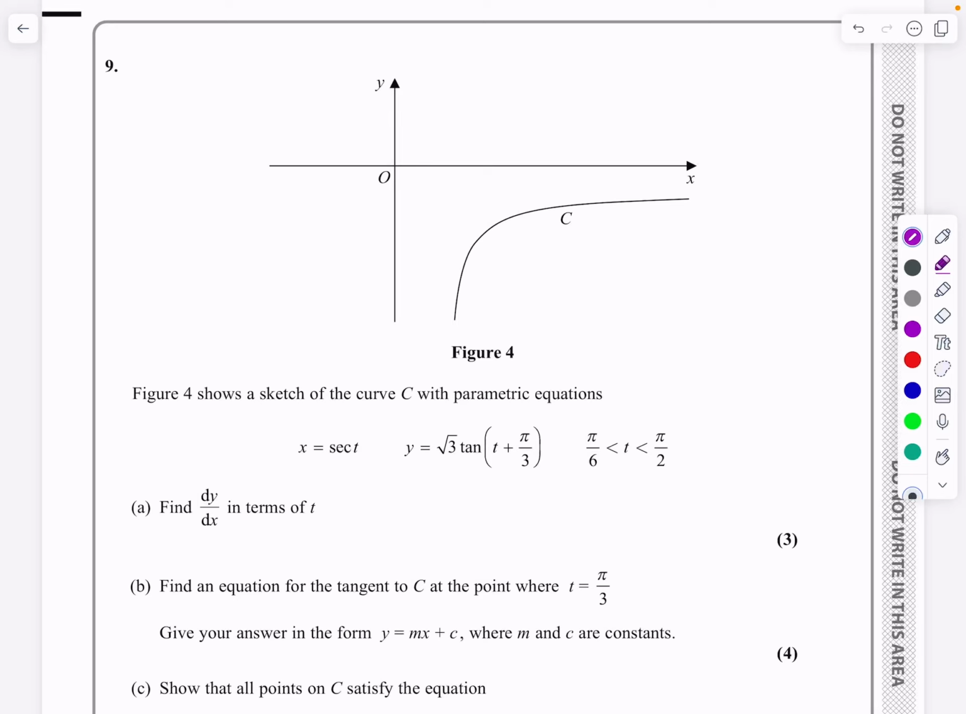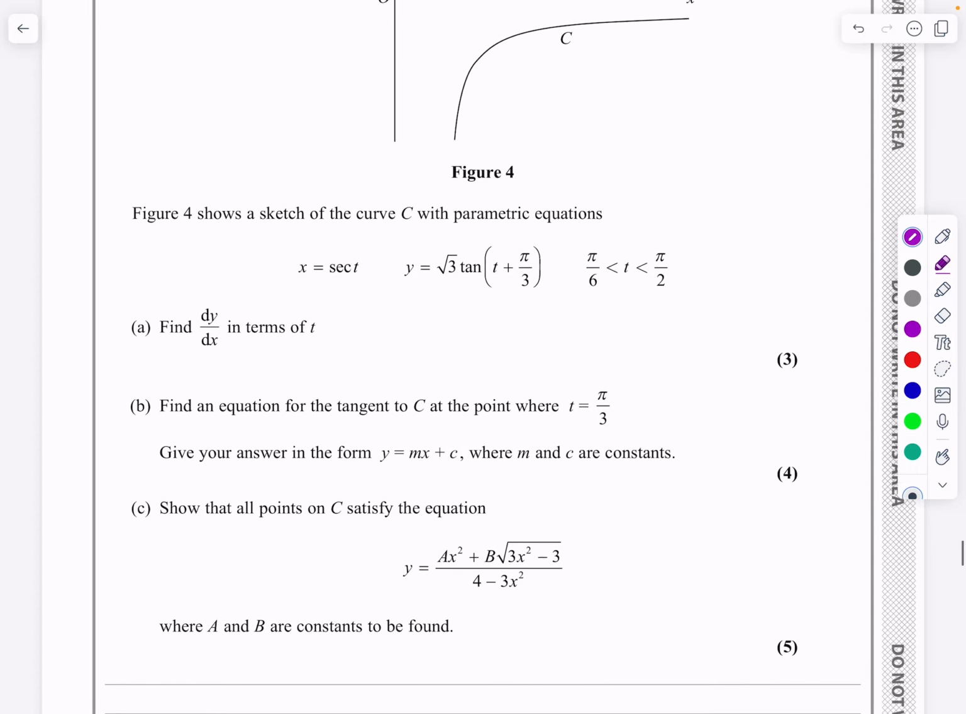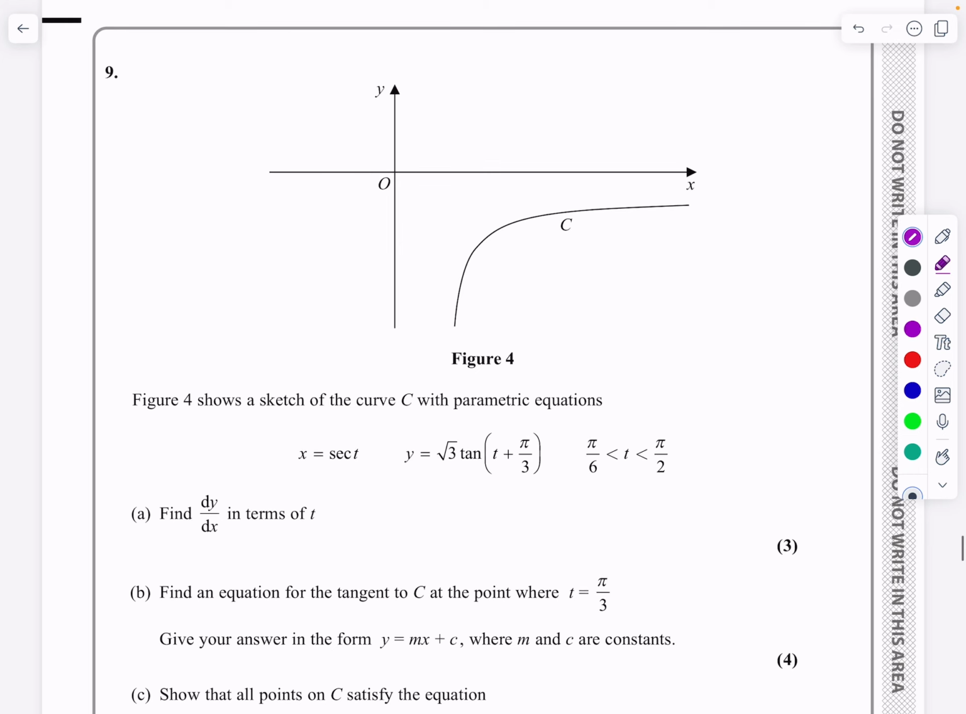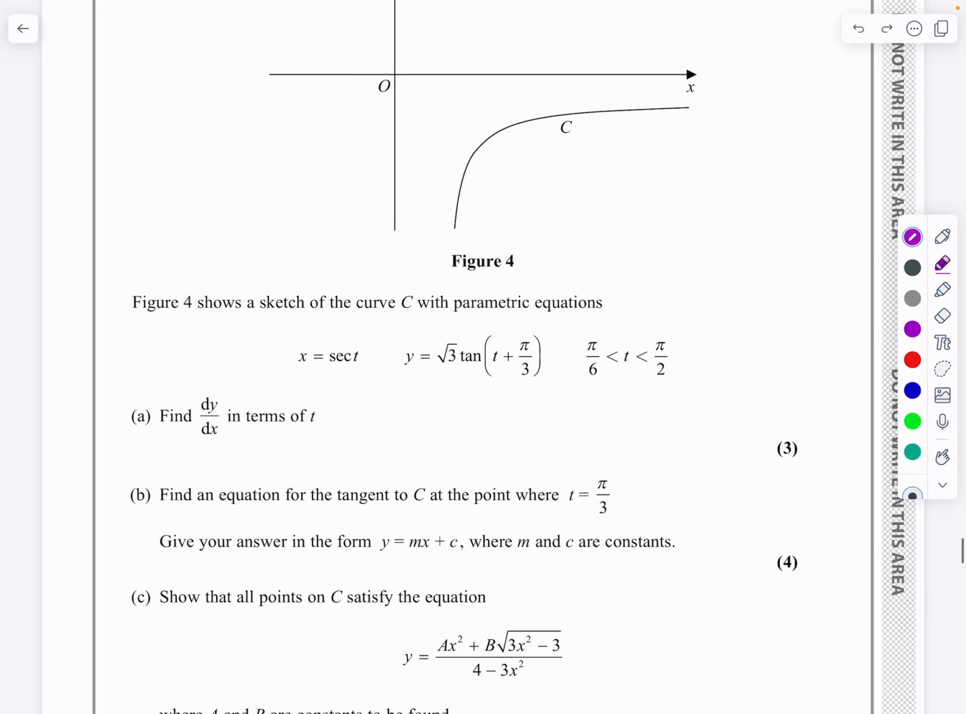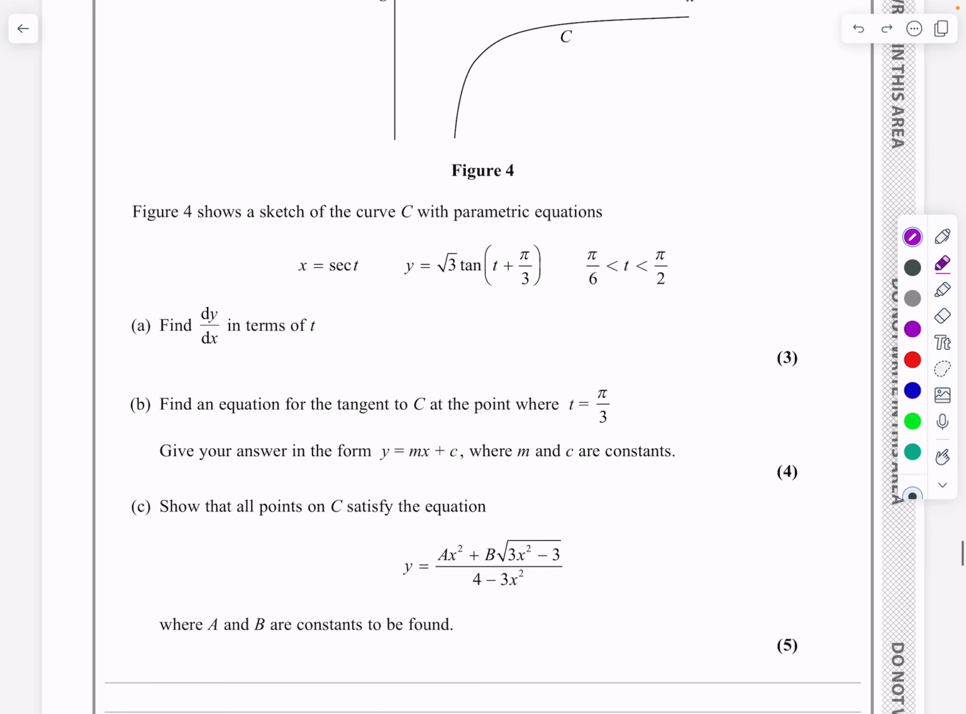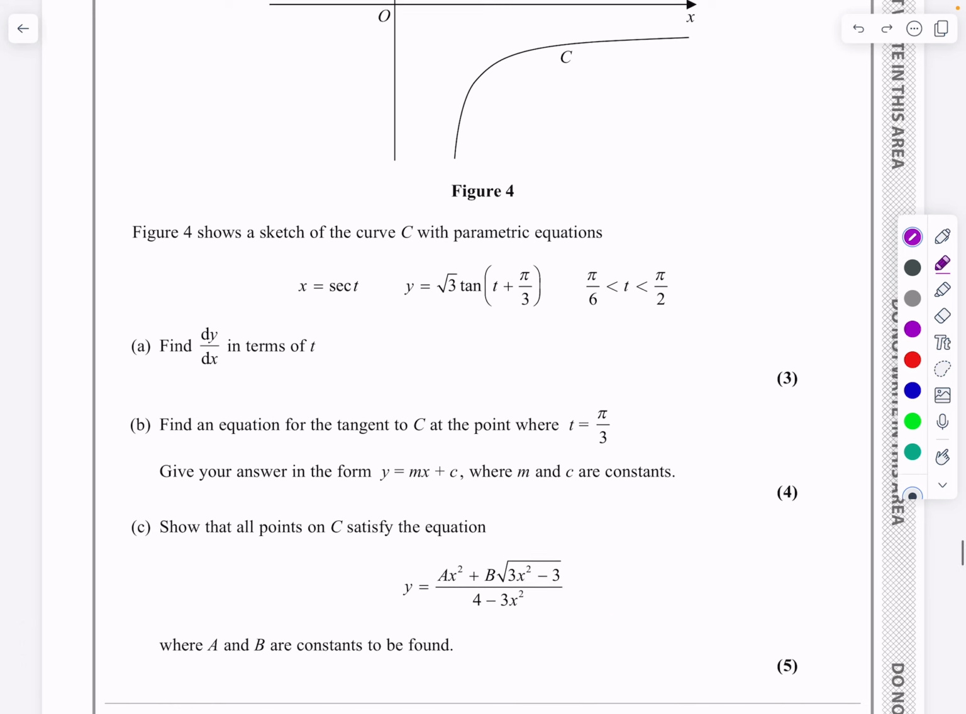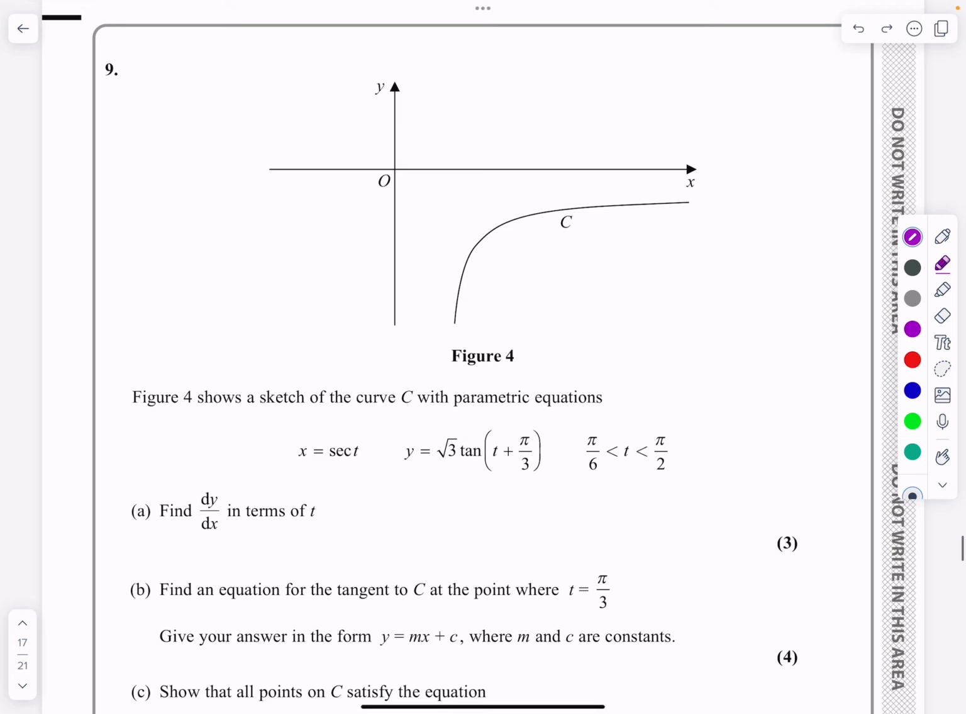Okay, this is the P4 paper from January 2024. This is question number 9, which is the last question on the paper. It's differentiation, in particular parametric differentiation. We're going to be just finding dy by dx and then working out an equation of a tangent. And then this last part, it looks like we're going to try and work out the Cartesian equation for this parametric one. But let's make a start.